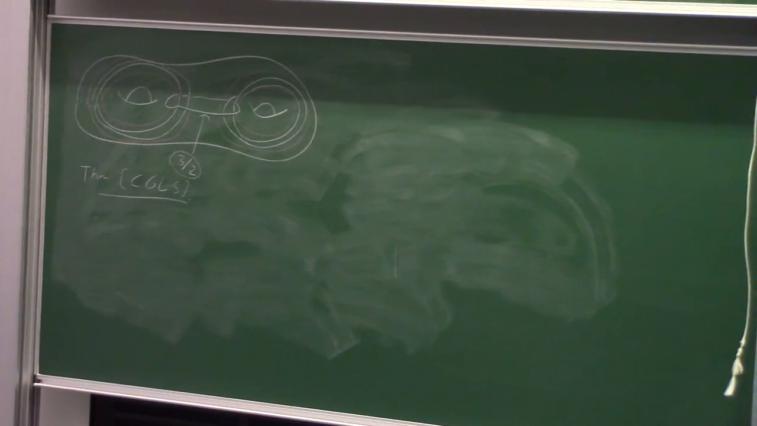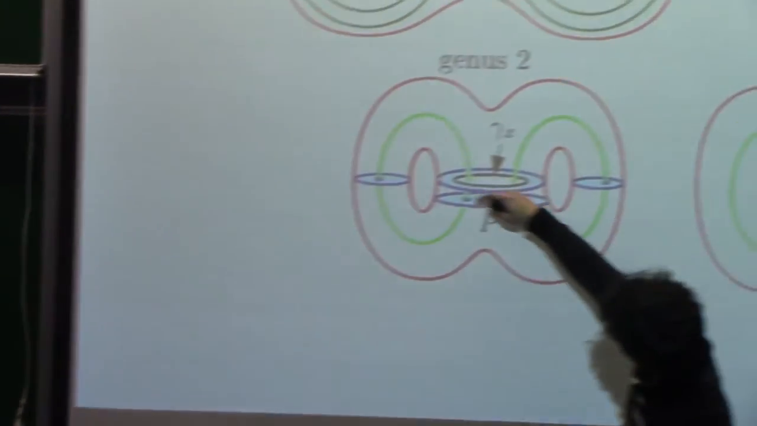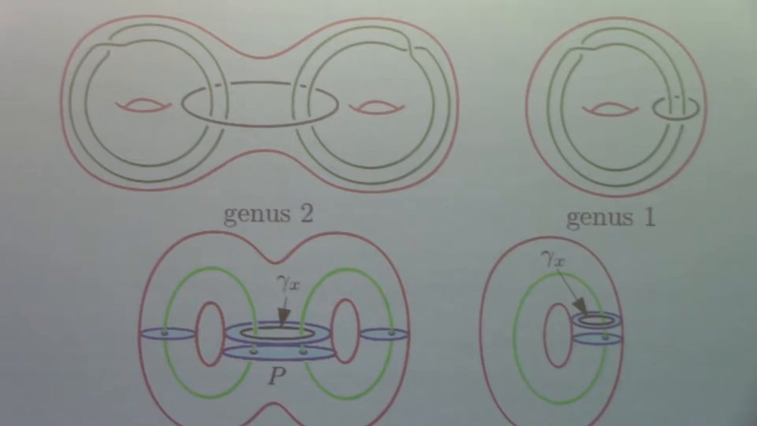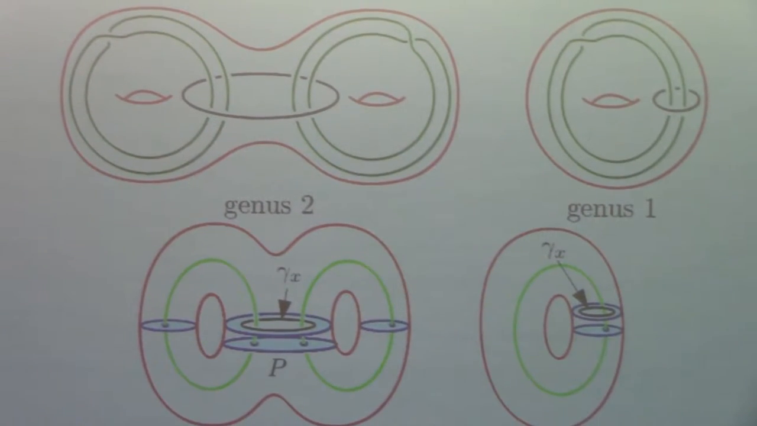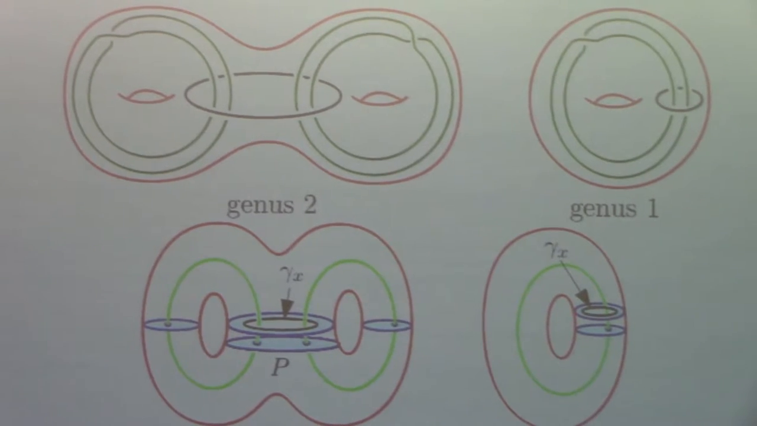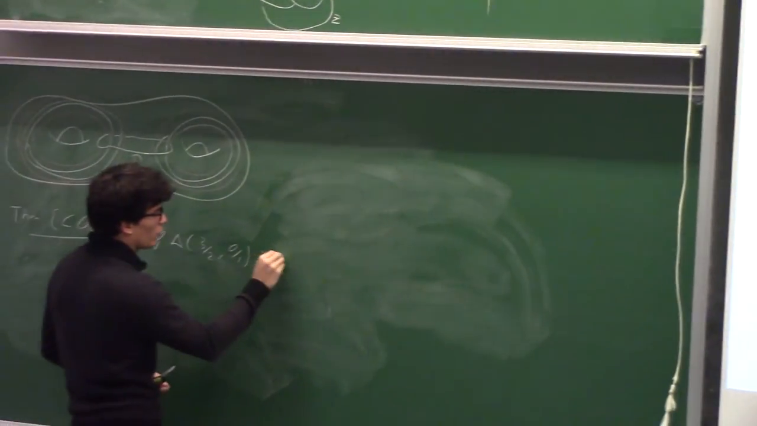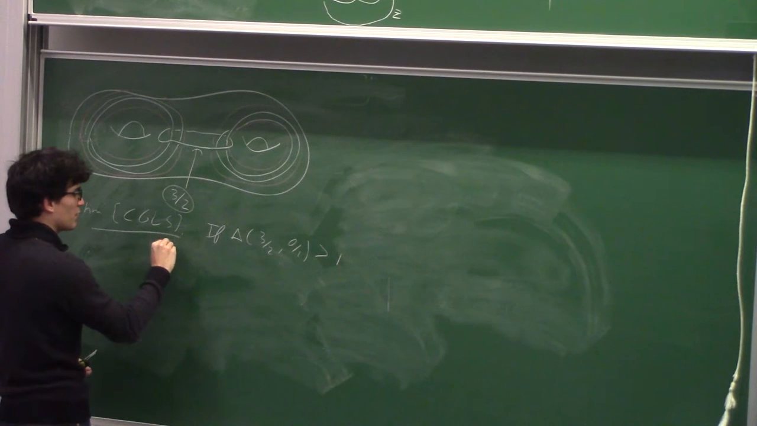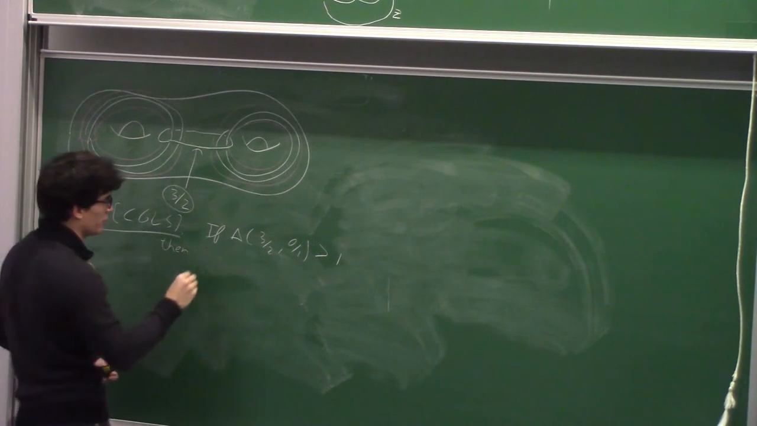So it's like that. Here we have an annulus that touches the clasp like that, so that's a 0/1 slope. And so the theorem basically says that if the distance between 3/2 and 0/1 is bigger than 1, then the surface stays incompressible after the 3/2 surgery.